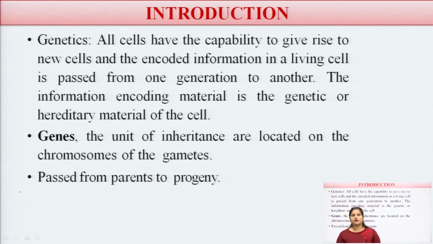Okay, then what are genes? Genes are units of inheritance that are located on the chromosomes in the gametes, and are passed from the parents to the progeny, or from one generation to another. So this is the gene. The gene is the unit of inheritance.